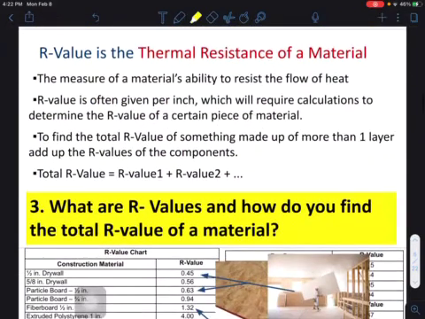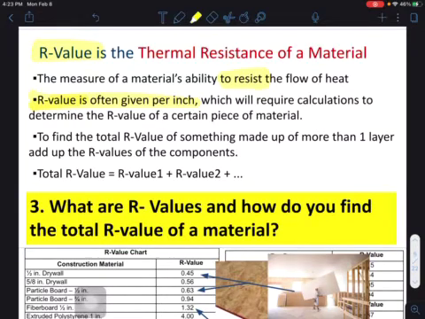R value is the thermal resistance of a material, the measure of a material's ability to resist. So when you think of R value, we're thinking of resisting the flow of heat. A high R value is going to resist the flow of heat. A low R value is going to resist the flow of heat to a lesser degree. Some R values are given per inch, so you'll have to do some calculations. I'll talk about that in a minute.